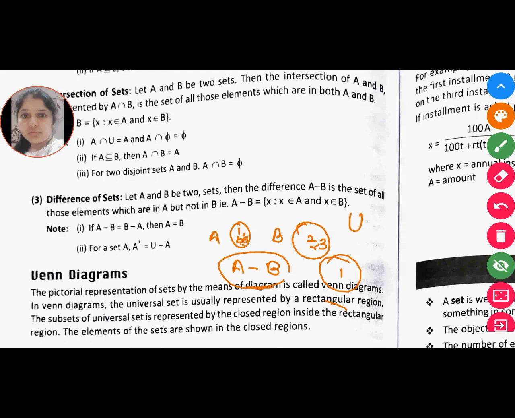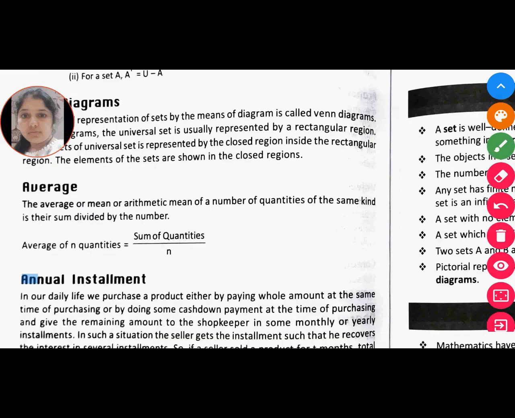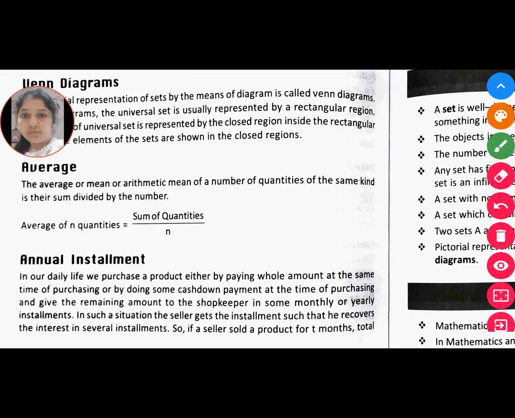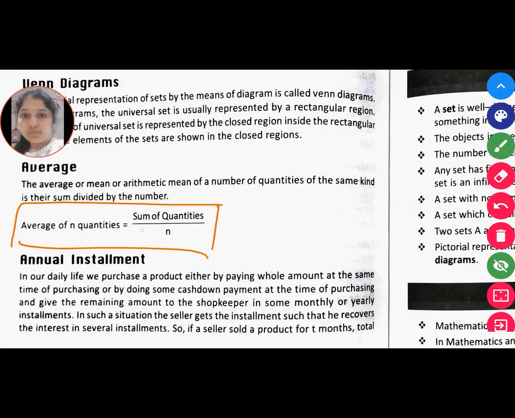Okay. Or you can say U minus A gives you the A dash, means complement of A, and A minus B or B minus A, if same, then A is equal to B. Now Venn diagram means representation of these sets. Average we can calculate by adding all the quantities and dividing it by number of quantities. This is the formula for average. Sum of all quantities upon number of quantities is equal to average.